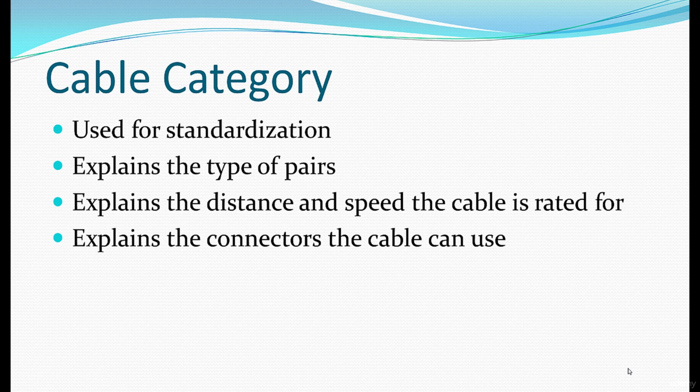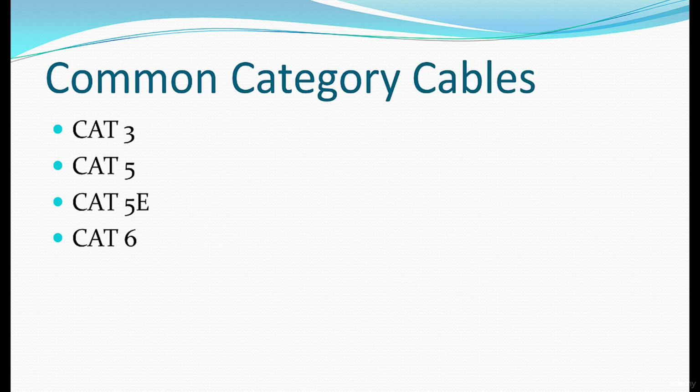Cable categories are used for standardization. They explain the type of pairs, they explain the distance and speed the cable is rated for, and they explain the connectors. Common category types are category 3, 5, 5E, and Cat 6.